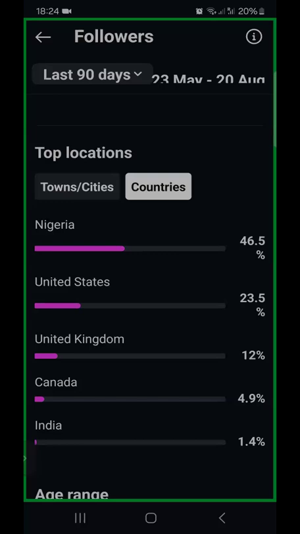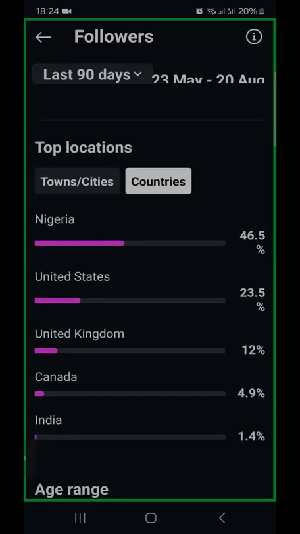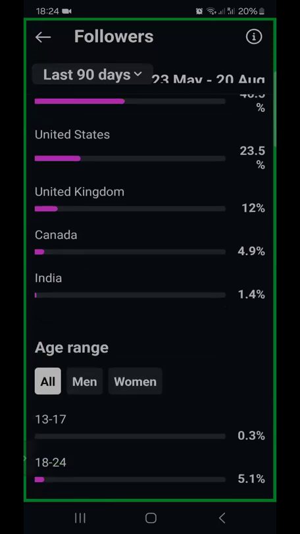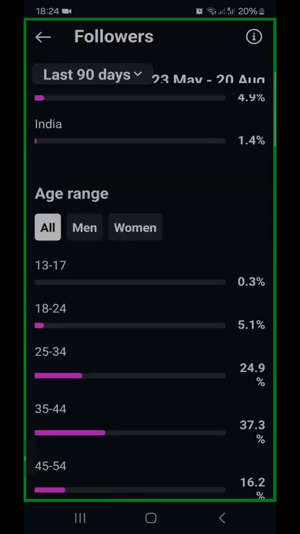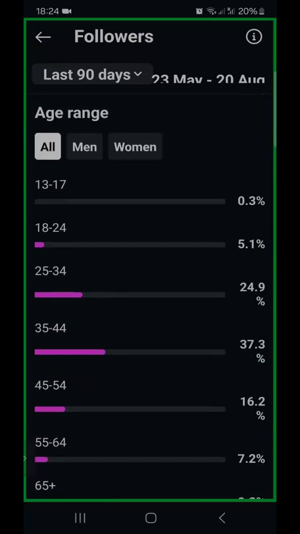And now that I am in the UK, this insight is telling me that if I'm looking at building my UK audience, then I need to focus on content that will be of interest to my UK audience. And then I also have Canada and India. Looking at the age range, most of my audience is in the 35 to 44 age range, which is my age range anyway. And then I have 25 to 34 and 45 to 54.